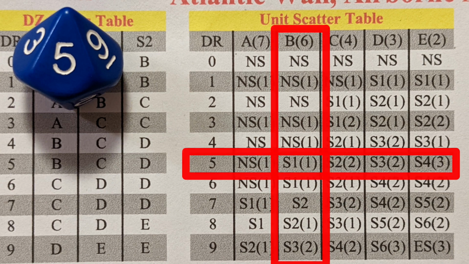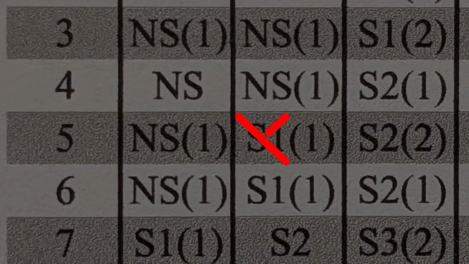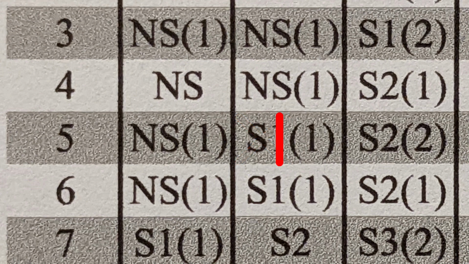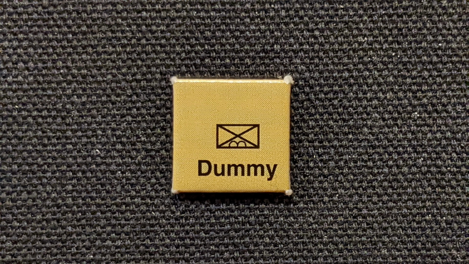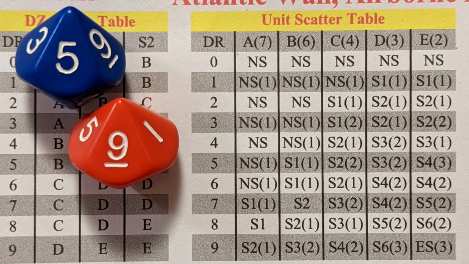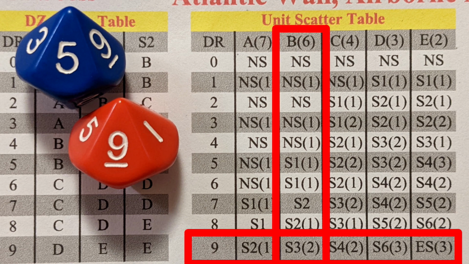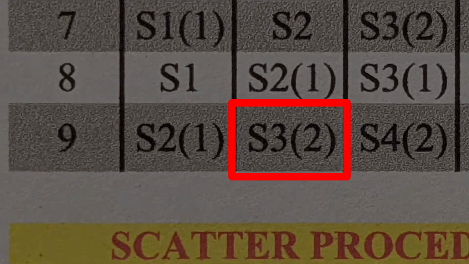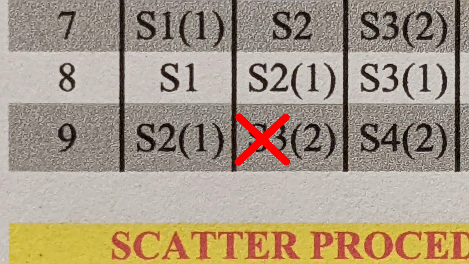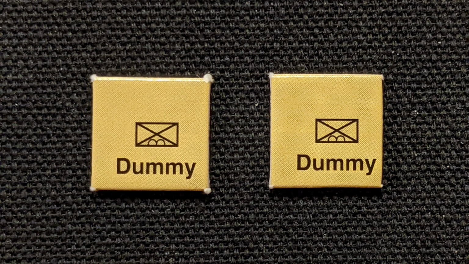Cross-referencing with the B column gives you this result. Ignore the S1 and look at the number in brackets, which indicates that 1 dummy unit will be added to the pool of fog of war units. Don't add it yet though, you still have 2 more rolls to go. Alright, your second roll is a 9, which, when cross-referenced with the B column, produces this result. Ignore the S3 and look at the number in brackets. It indicates that 2 more dummy units will be added to your pool, bringing the total to 3.